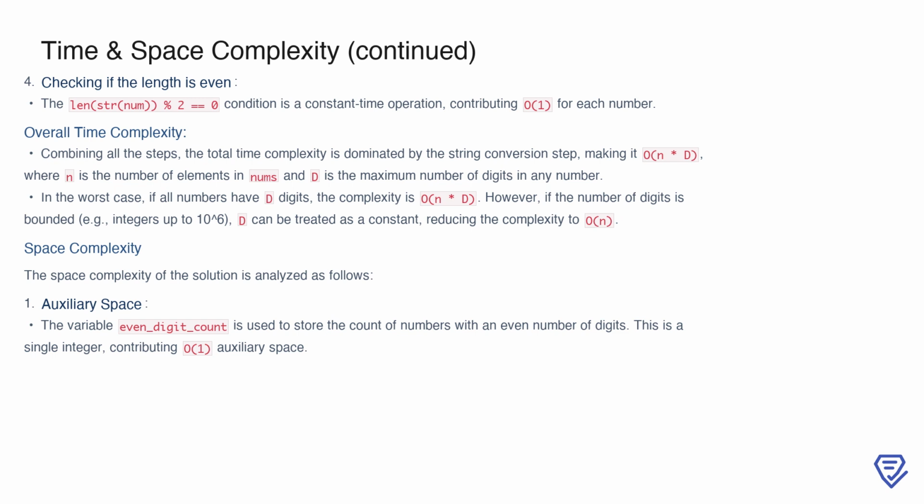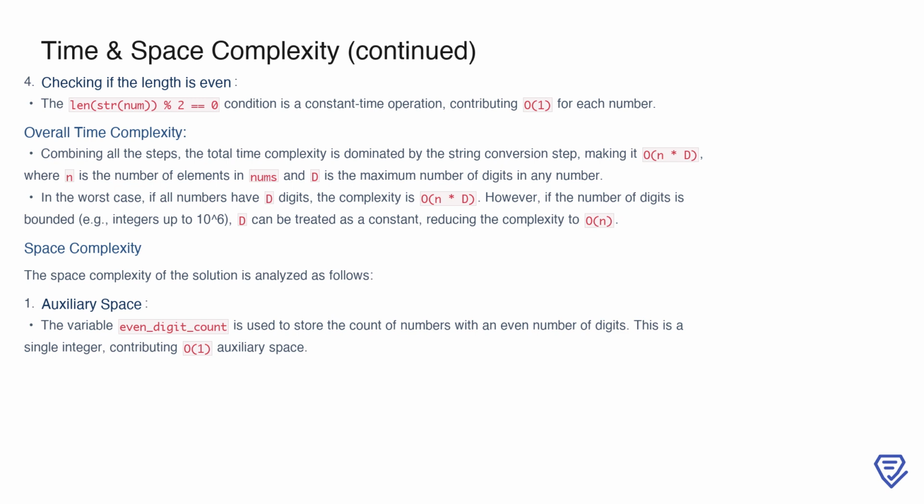Combining all the steps, the overall time complexity is determined by the most expensive operation, the string conversion, resulting in O(n*d), where n is the number of elements in the array and d is the maximum number of digits in any number. However, if d is bounded, such as when dealing with integers up to 10⁶, d can be treated as a constant, reducing the complexity to O(n).